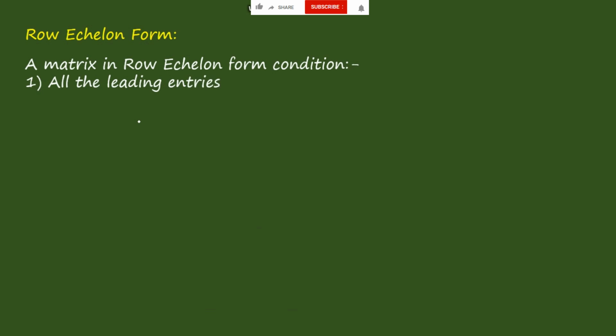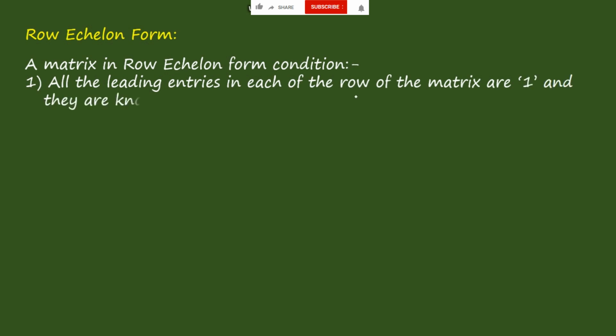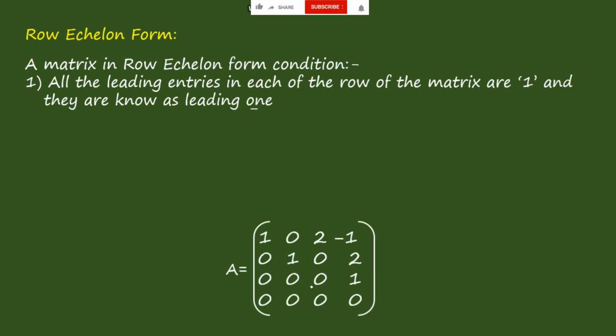Coming to the first condition, all the leading entries in each row of the matrix are 1, and they are known as leading 1s. We'll go with an example. Consider this particular matrix.